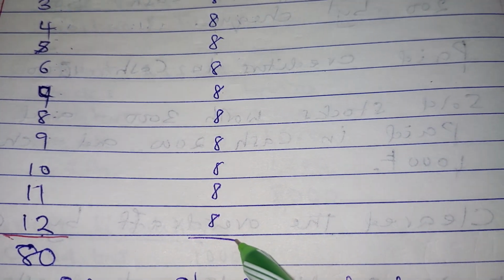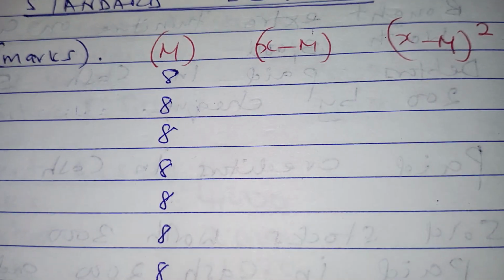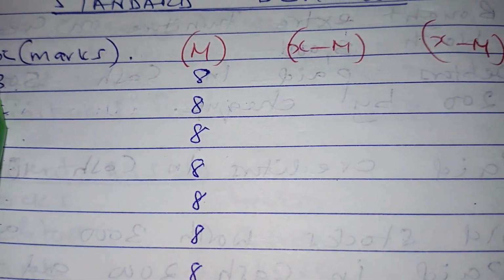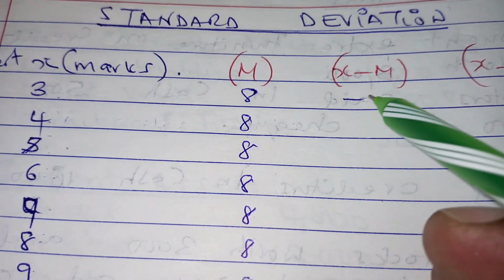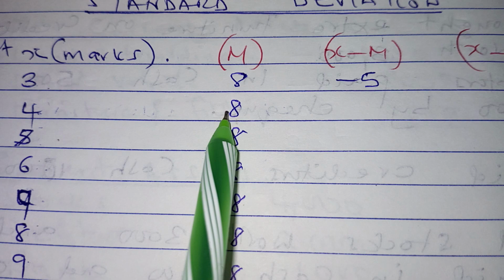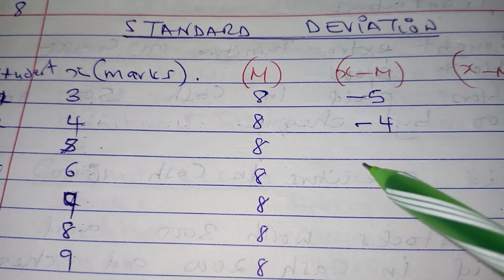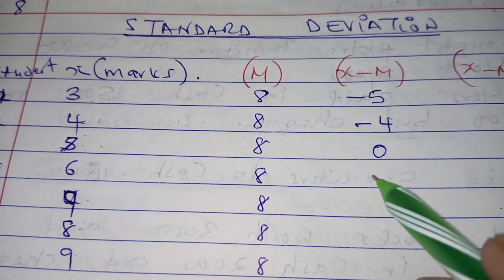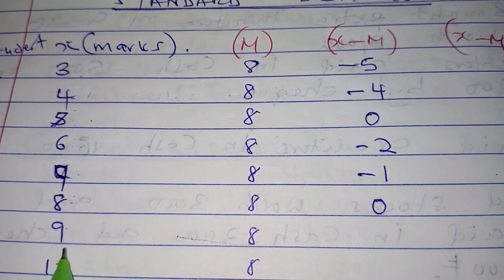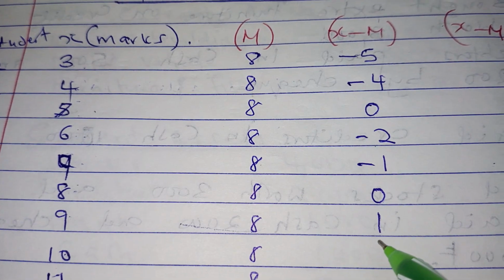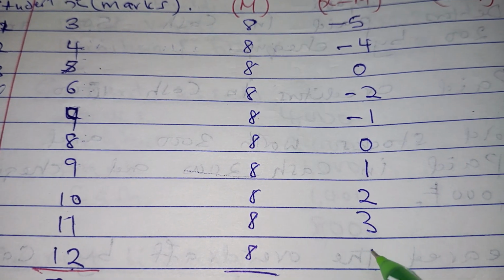Then we require another column, the x minus mean, the x minus mu. We take 3 minus 8, and this gives us negative 5. The 4 minus the 8 gives us negative 4. The 8 minus the 8 gives us 0. 6 minus 8 gives us negative 2. 7 minus 8 is negative 1. 8 minus 8 gives us 0. 9 minus 8 is 1. 10 minus 8 is 2. 11 minus 8 is 3. And 12 minus 8 is 4.